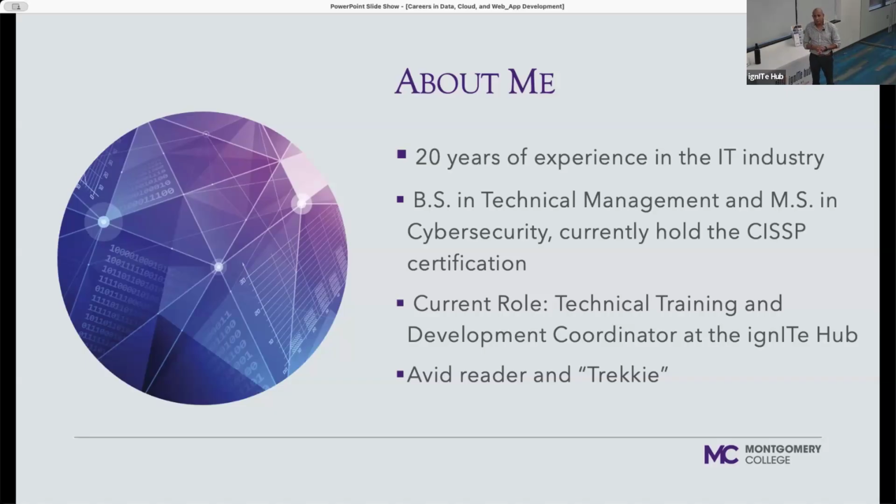My current role, as I mentioned, is technical training and development coordinator here at the Ignite Hub. And a fun fact about myself is that I'm an avid reader. I like to read anything and everything. I'm always reading a book or two, and I'm a huge fan of Star Trek, all the series, the movies, etc. So I'm a Trekkie. Anyways, thank you. Next slide, please.